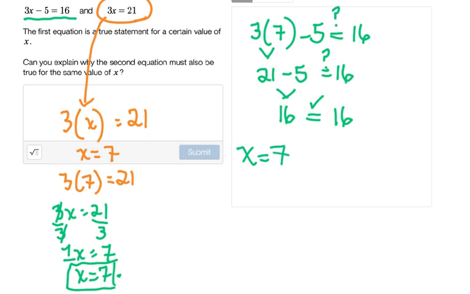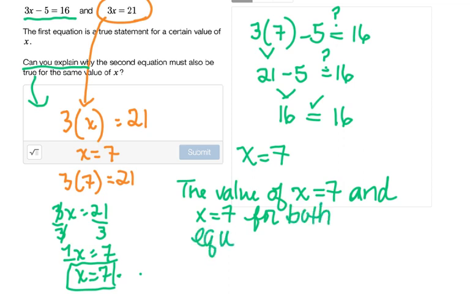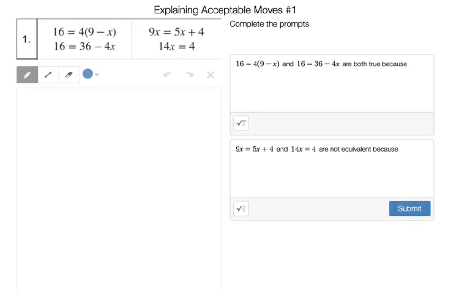Can you explain why? So in this dialog box, you would have indicated that the value of x is equal to 7 and x is equal to 7 for both equations. That's what you can say in that dialog box. All right. So the next slide in Desmos had to do with explaining acceptable moves.